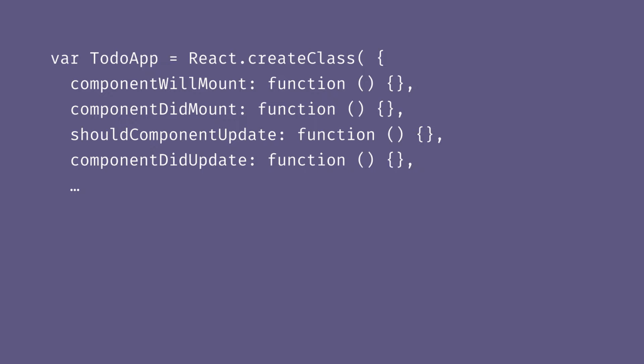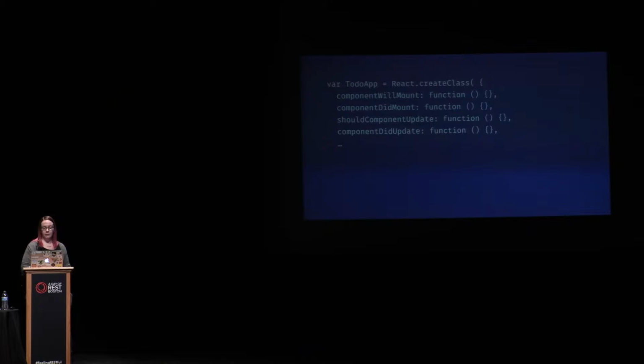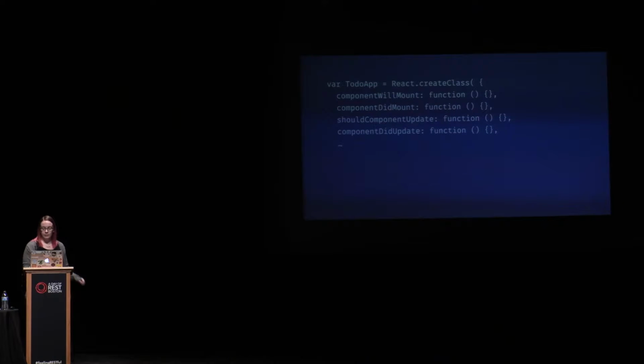shouldComponentUpdate lets you check the props and state of an update to see if the component really needs to re-render. This can be useful if you're trying to cut down on how often a page renders. componentDidUpdate only runs on updates, not the initial mount, but can also be used to trigger any repeated actions. There are more methods like this, and if you're interested, you should check out the documentation for the rest.